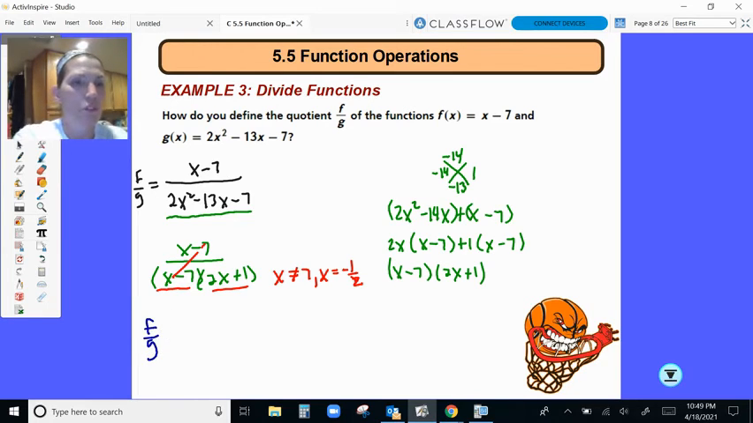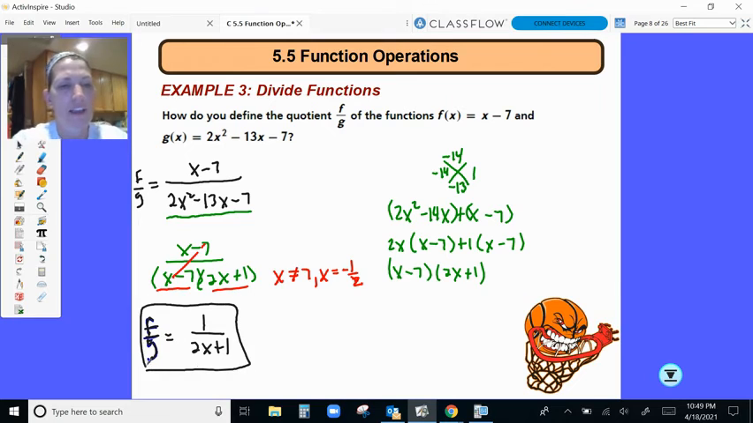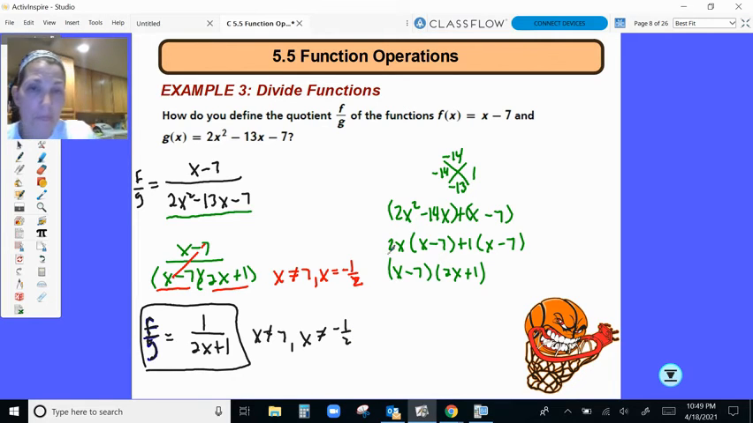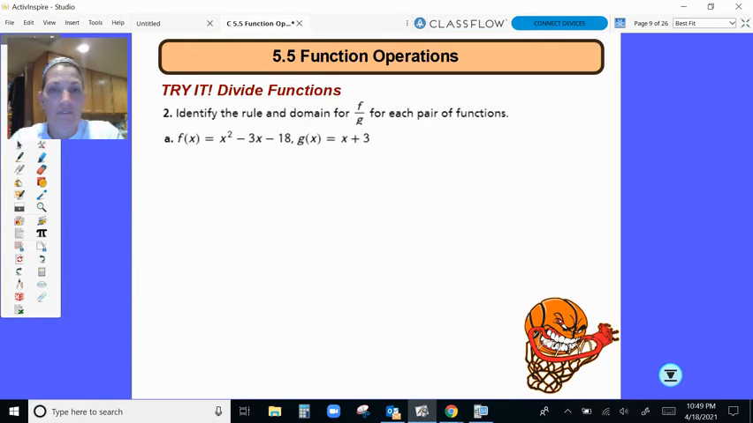F over g is going to equal just 1 over 2x plus 1. But my x cannot be equal to 7, or x cannot equal -1/2 either. Okay, that's part of my domain. So the line functions are just all real numbers, and this one is all real numbers here. However, when you divide them, they have some domain restrictions there. Okay, watch out for that.